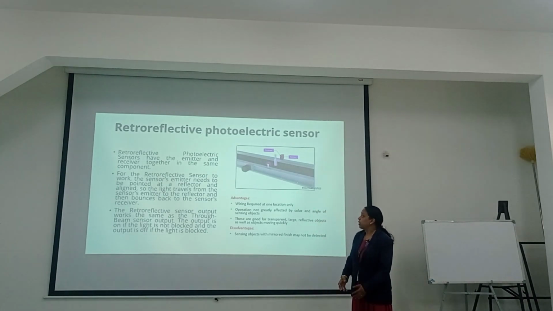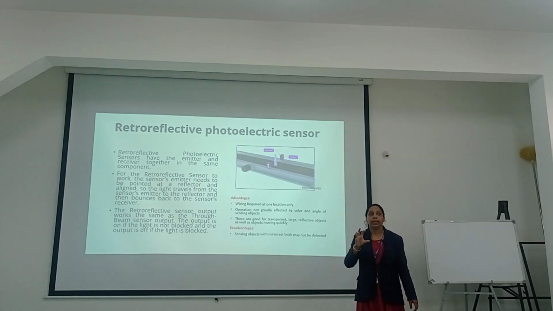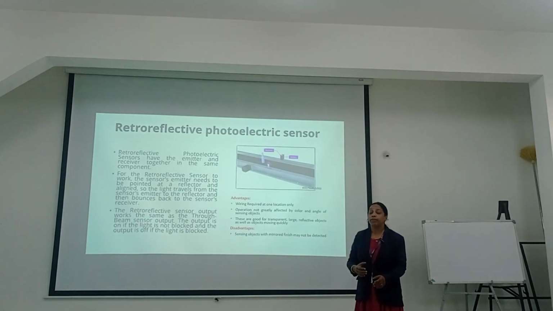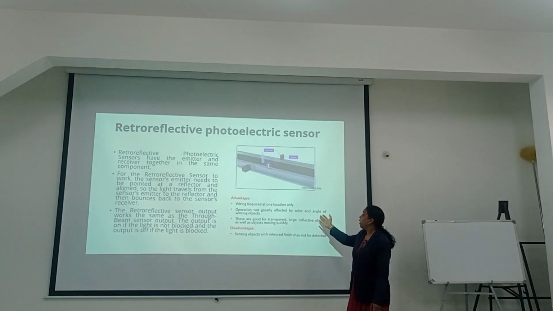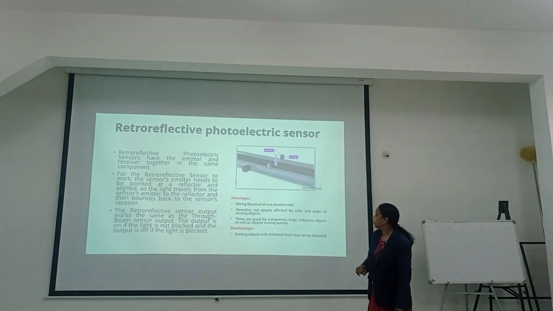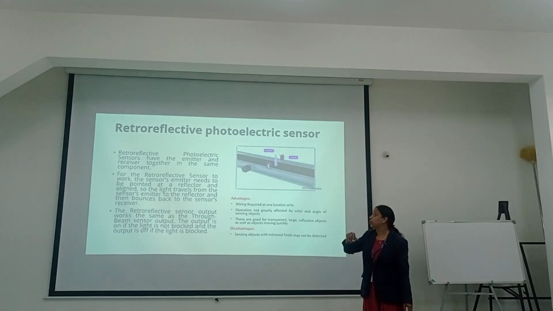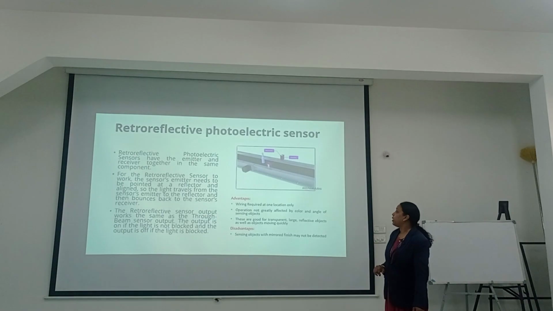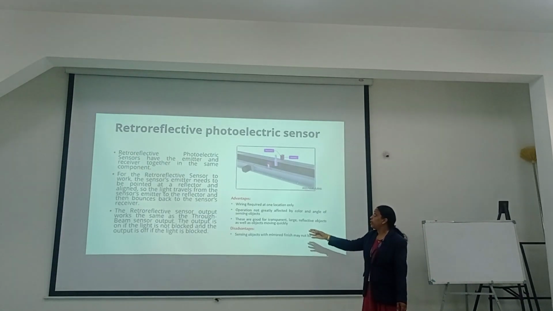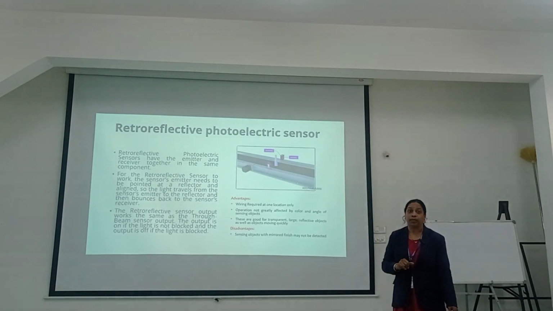If you see the advantages here, because the emitter and receiver are in only a single casing, the wiring will be required at only one location. The operation is not greatly affected by the color and the range of the object or the targets. These are good for transparent, large, reflective objects as well as objects which are moving quickly. But the disadvantage of this is that a sensing object with a mirror finish cannot be detected.